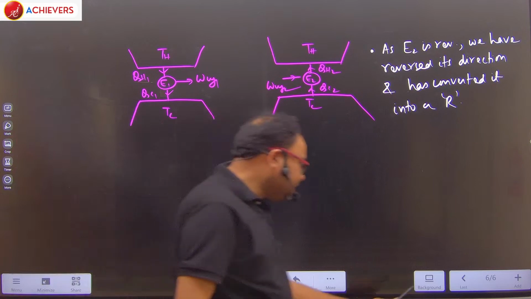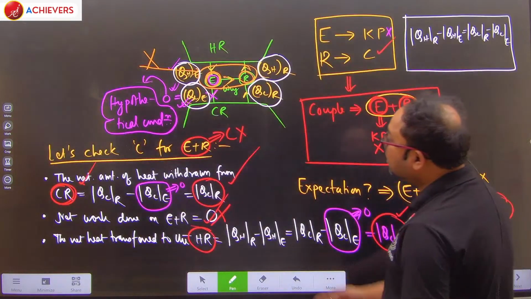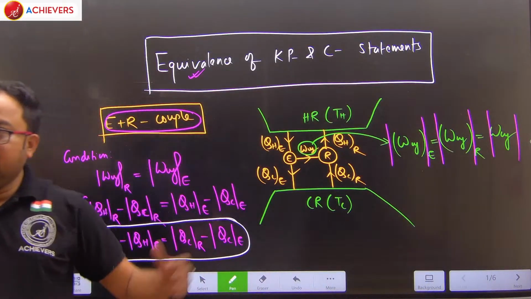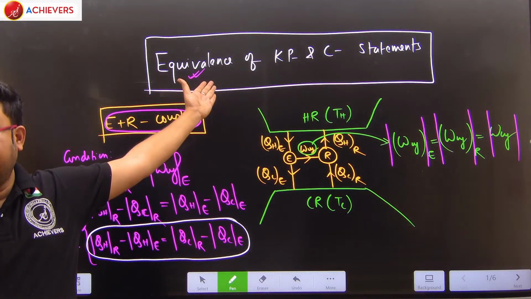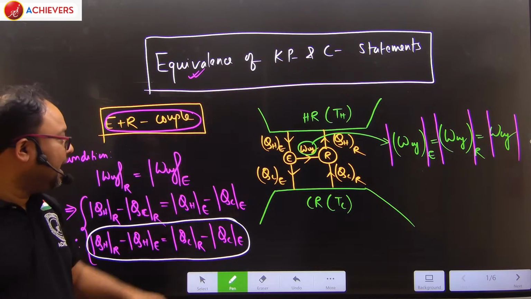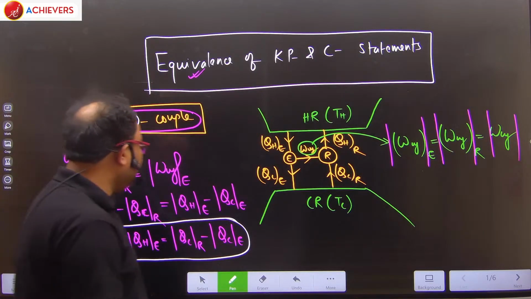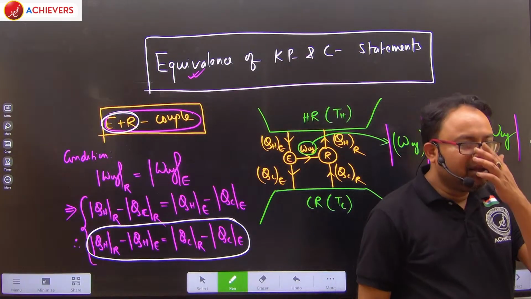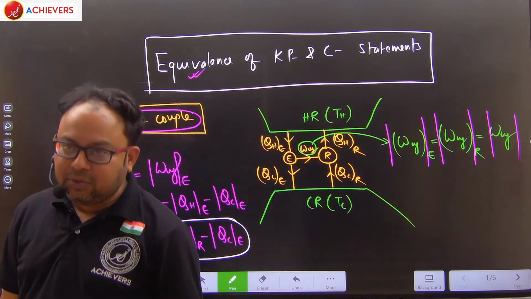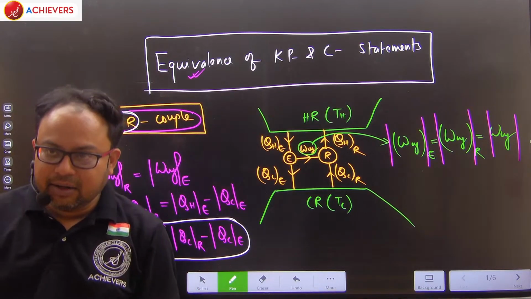Let me remind you all. I have already told, in the lecture on the equivalence between Kp and C, that we can always couple E and R. Now here E is E1 and R is E2, because E2 has been inverted into the refrigerator.